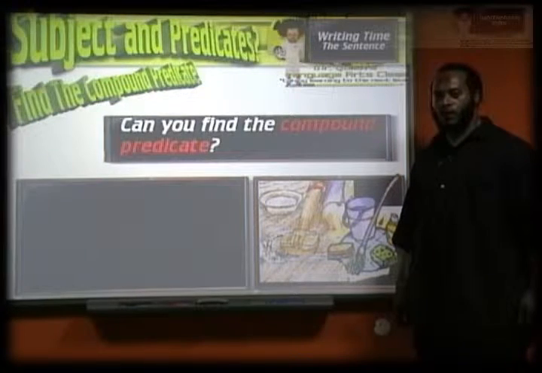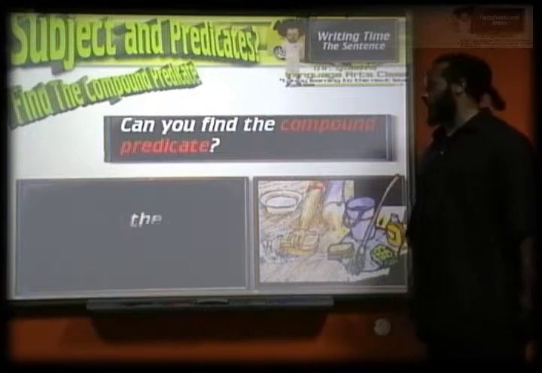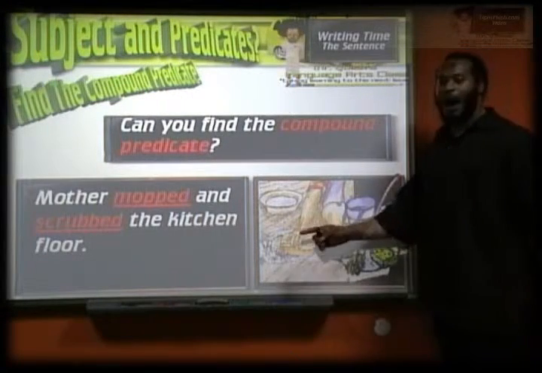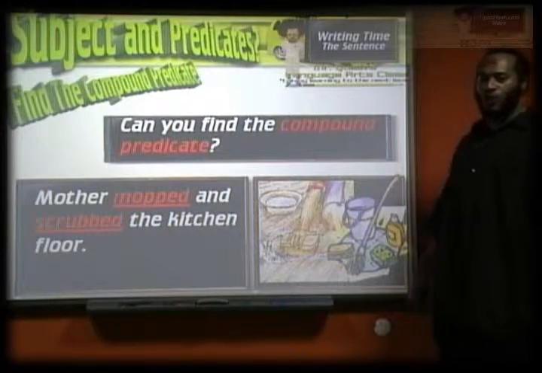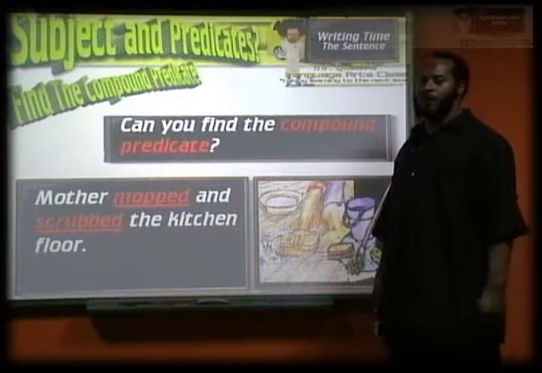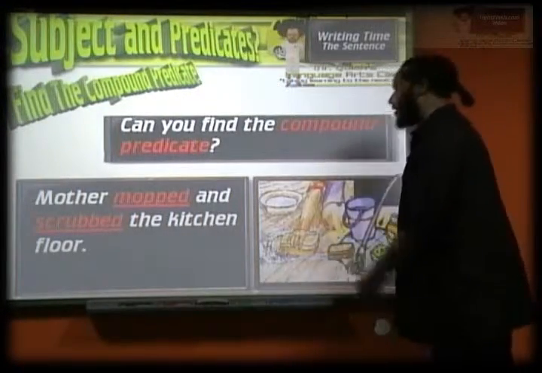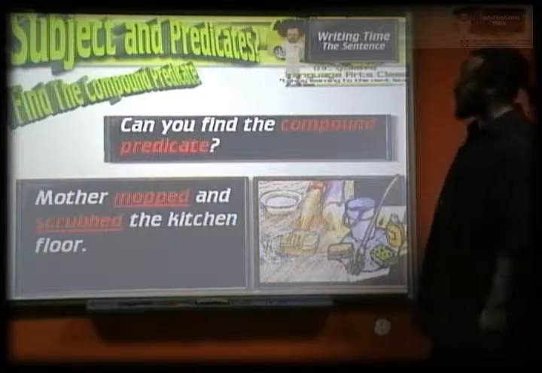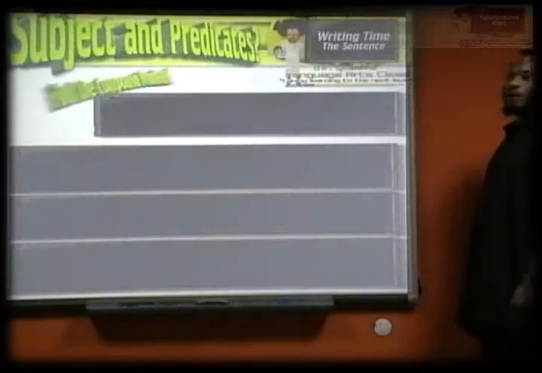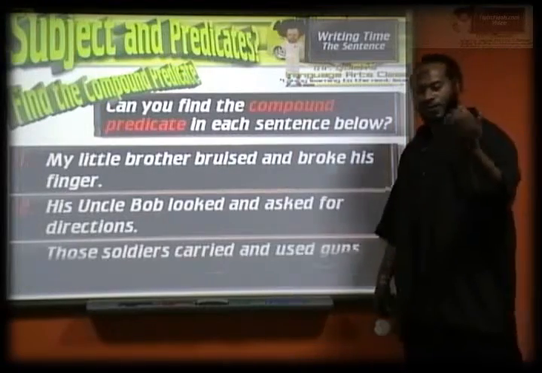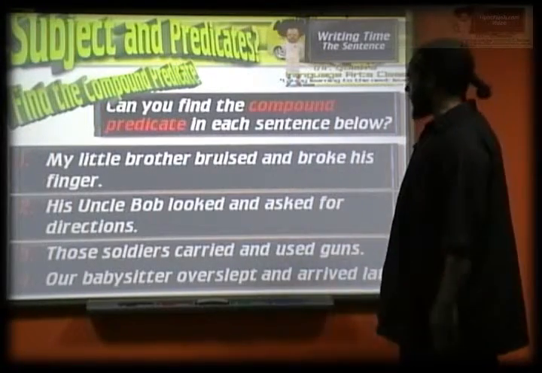Okay, here we go. Mop and scrub being the verbs, and they make up the compound predicate here. Yes, very interesting indeed. Moving right along. I know I'm moving kind of fast. If you want to write the sentence down, pause the video.